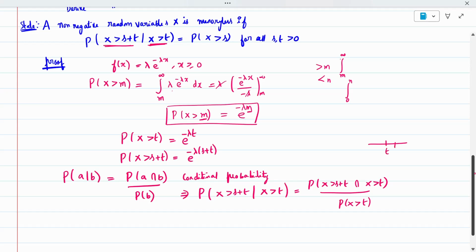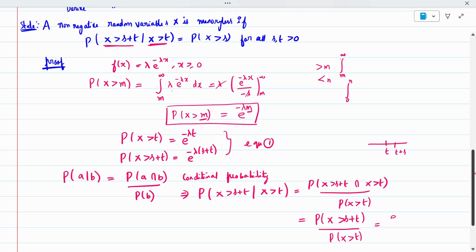So my next term will be t plus s only. Both are greater than, so both will be greater than s plus t only. So I can write it as probability of x greater than s plus t in the numerator, divided by the denominator, no change, probability of x greater than t. Now both I know, so I am going to substitute from equation 1.